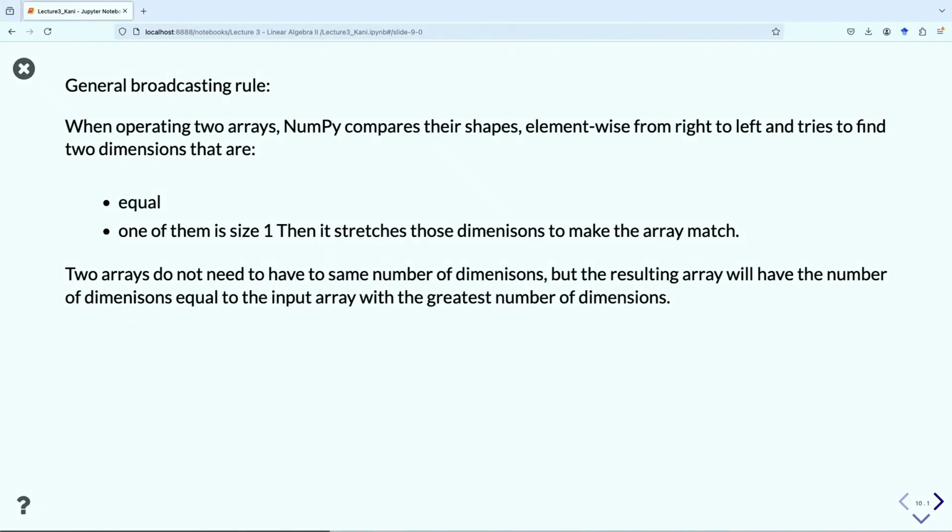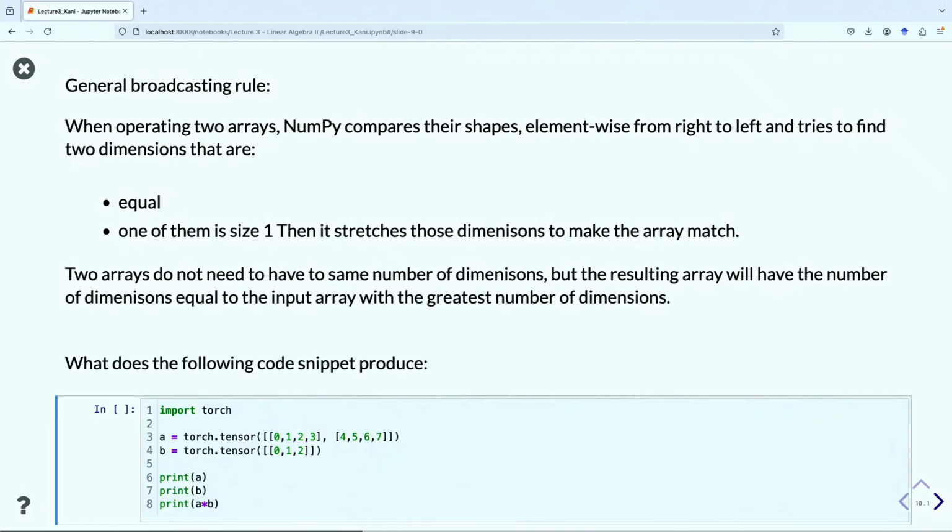And the other major thing is that the two arrays don't need to have the same number of dimensions. In broadcasting, you could add an extra dimension to make the number of dimensions the same. Instead of a one-dimensional array, you could have a two-dimensional array that simply has all the values along x and just an extra dimension along y. But the resulting array will have the same number of dimensions as the input array with the largest number of dimensions.